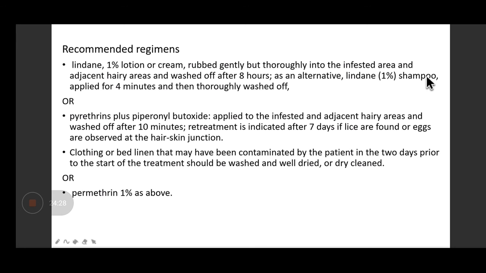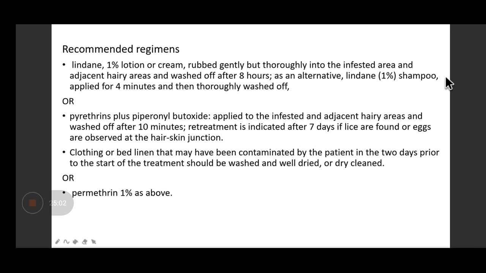So what is the treatment for this? Again, we can use Lindane 1% solution. The treatment is taken from the WHO guidelines for the treatment of STI. So this has been taken from the WHO manual. The treatment is Lindane 1% lotion or cream, which is to be rubbed gently but thoroughly into the infested area and adjacent hairy areas for 8 hours.